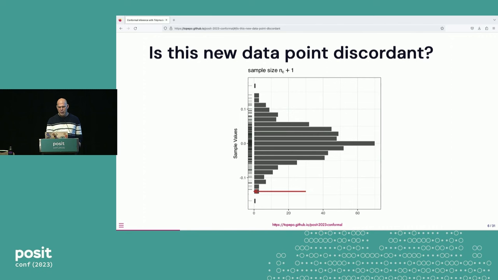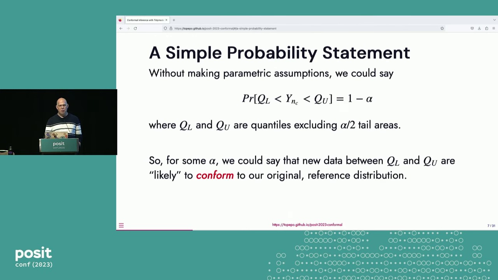From a statistical standpoint, if we want to make some sort of judgment about whether this new data point is from our original distribution, one thing we could do is use good old fashioned quantiles. Let's say you wanted a 90% interval. You could get the 0.05 quantile on the lower end and the 95% quantile. You could then make a completely distribution free probabilistic statement that 90% of the time when I get data from this distribution, it's going to fall in between that interval. This is where the conformal part comes in. If that new data point fell within that interval, it conforms to this original reference distribution.